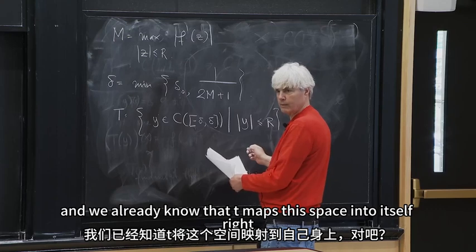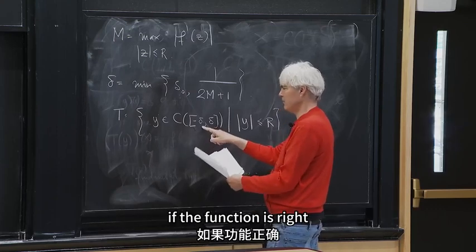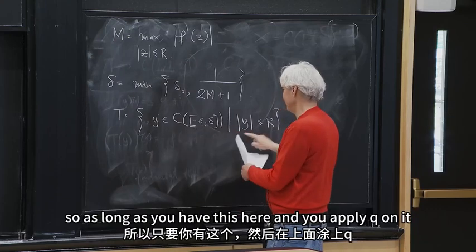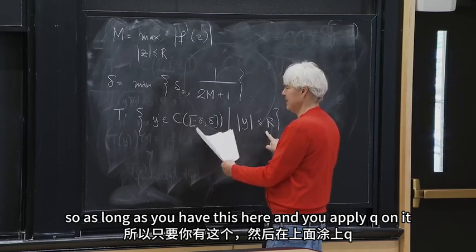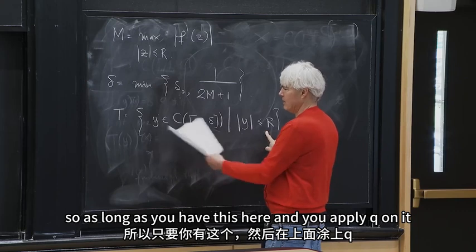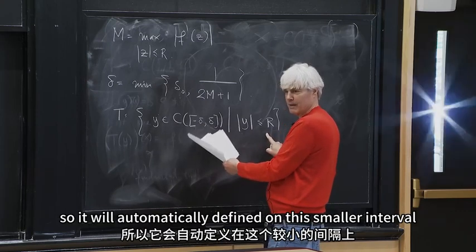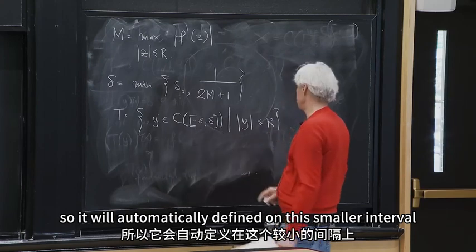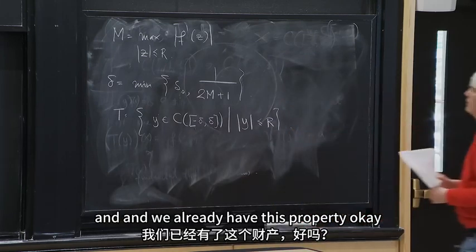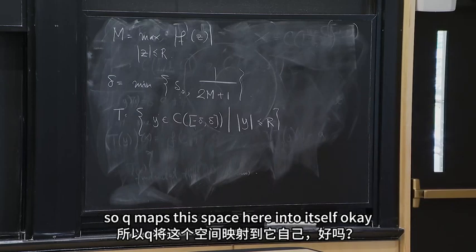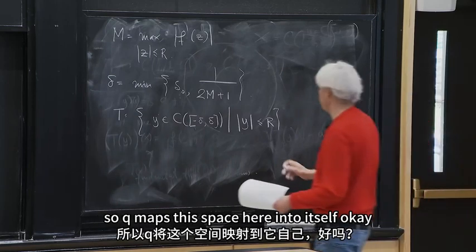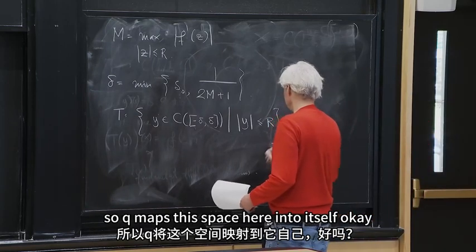And we already know that T maps this space into itself, right? Because there's really no new statement. As long as you have a function in this space and you apply T on it, it's defined on the same interval. So it will automatically be defined on this smaller interval. And we already have this property. Okay, so T maps this space here into itself, okay?